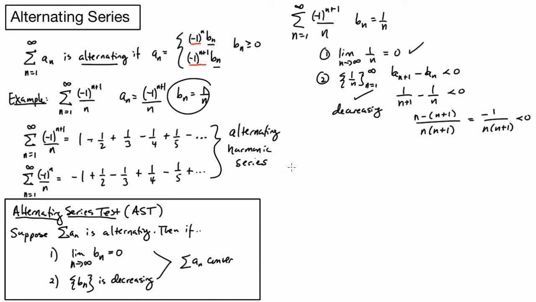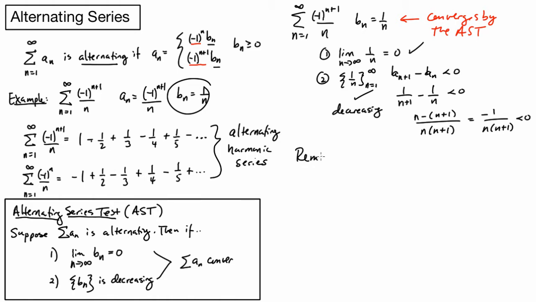So both of those hypotheses are met, which means that this series overall converges by the alternating series test. We have that the terms go to 0, and we have that it's a decreasing sequence. That's really interesting because we know that without the alternating minus 1 to the n plus 1 term, the series 1 over n diverges. So this is going to lead us to some new definitions.